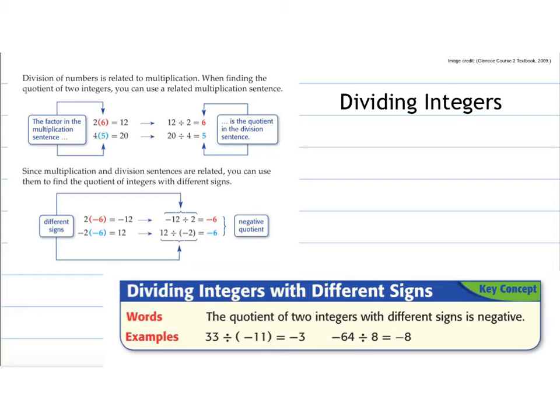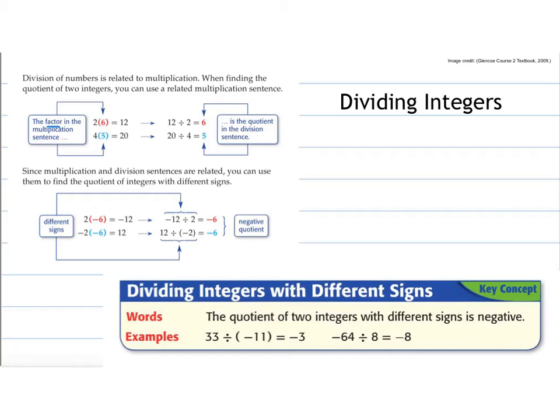Now, division is related to multiplication because it's just the opposite. So if we have a multiplication problem, 2 times 6, we could do division, the opposite, 12 divided by 2 equals 6. So they are related.